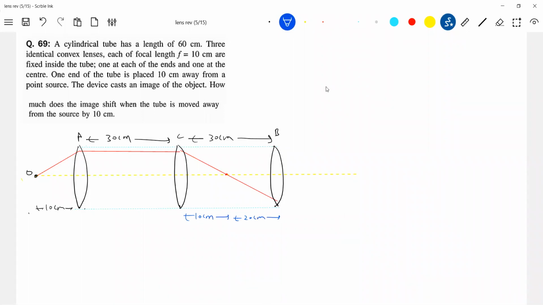Now this will become an image. So this will become an object. So it should form 20 centimeter from this particular lens. So finally the rays will come here. Shall I write I? The final image formed by this setup. Now, how much does the image shift when the tube is moved away from the source by 10 centimeter? The entire setup is shifted by 10 centimeter.